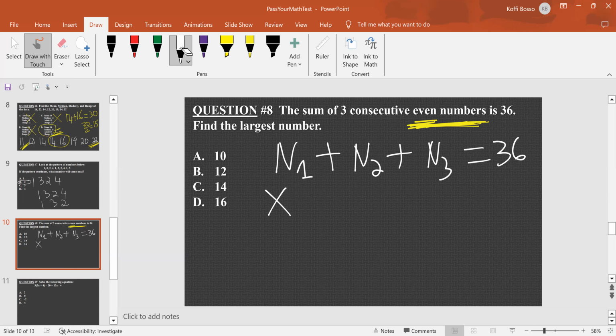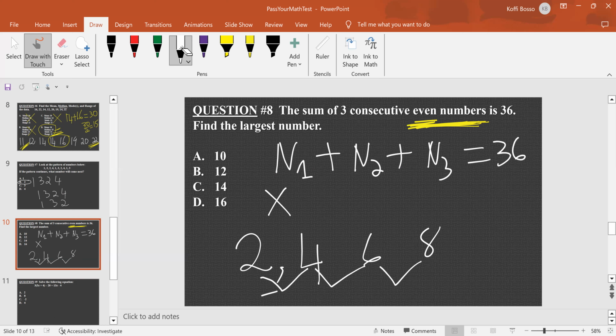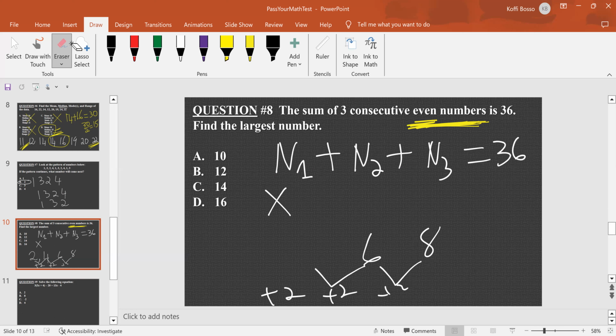So that means what? Suppose my first even number is 2. Okay, the next even number, because they say consecutive, will be 4. But what's the relationship between 2 and 4? We add 2 to 2 to get 4. We add 2 to 4 to get 6. We add 2 to 6 to get 8. So plus 2, plus 2, plus 2, and so on. Therefore, I don't know yet my first number.